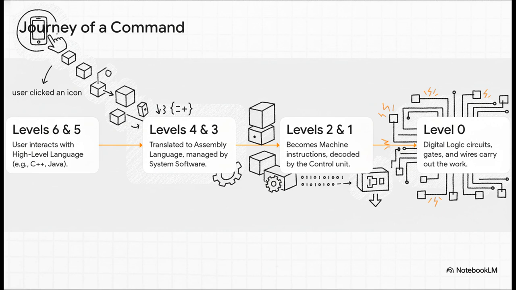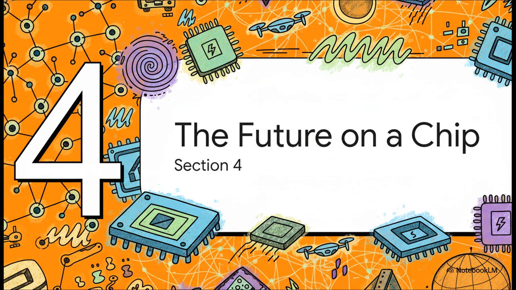It all starts with you at the top. You click an icon. That action is understood by a high-level programming language, like Java. Then, that code gets translated down into a language the machine can understand, which the operating system manages. And then, it's translated again into the specific machine code for your computer's architecture. And finally, at the very bottom, level 0, the physical circuits and gates fire electrical pulses to do the actual work. It's this incredible cascade that happens literally way faster than the blink of an eye. So, that's how our computers work right now.